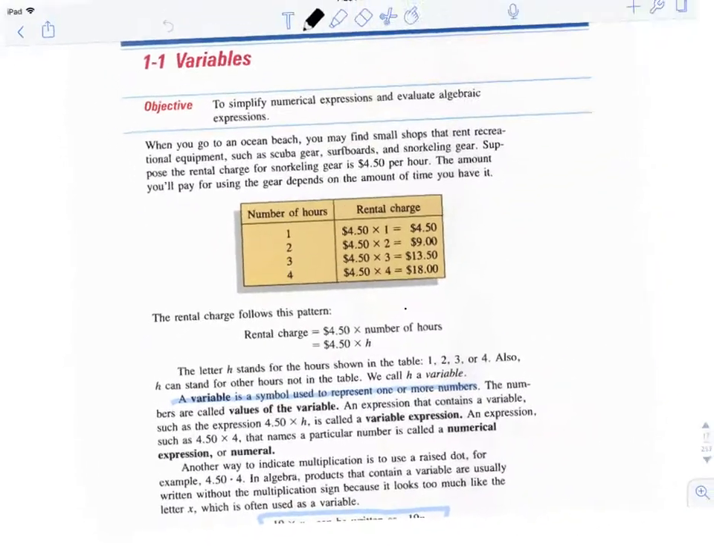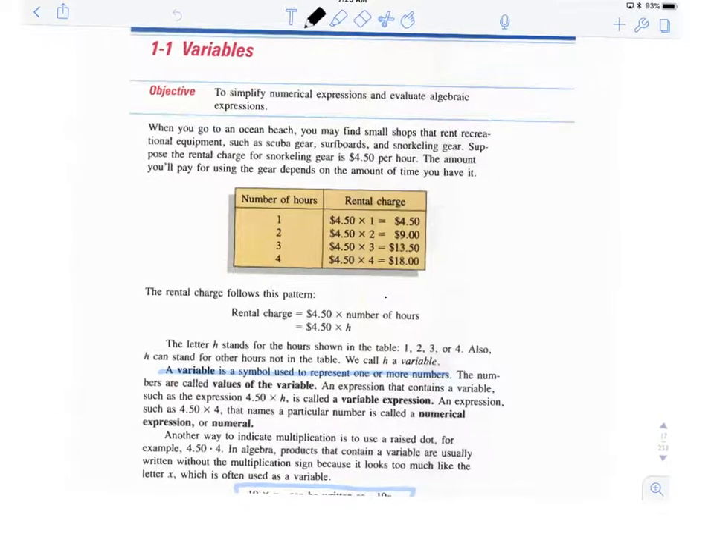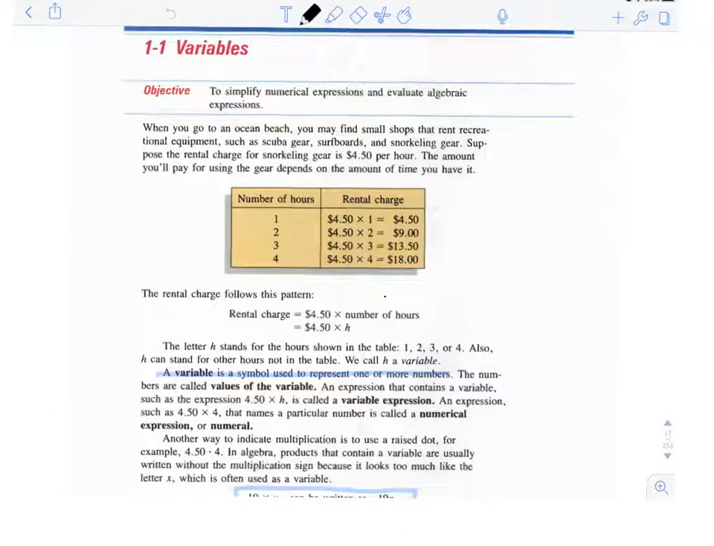Okay, so our very first lesson of the school year is going to be lesson 1-1, and we're going to be learning about variables. So I'll make it a little bit bigger so everyone can see it. This is actually just a screenshot of the textbook. You do have your Canvas login now, so you'll be able to access this.